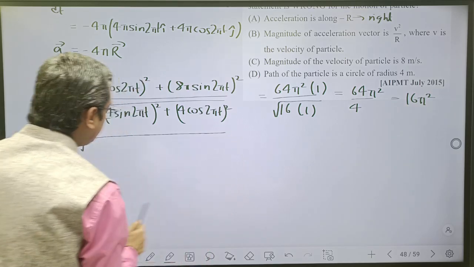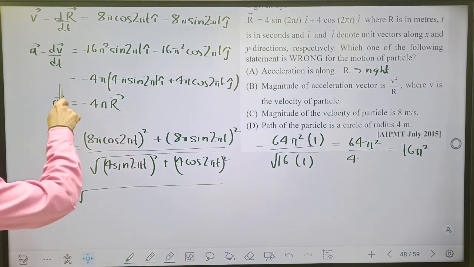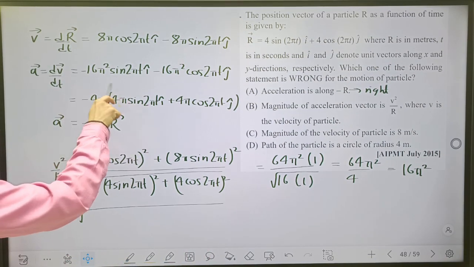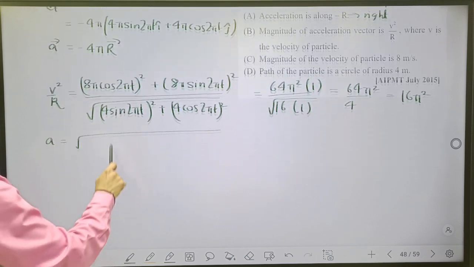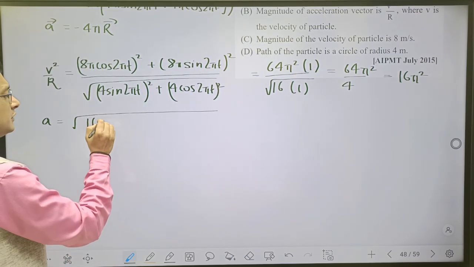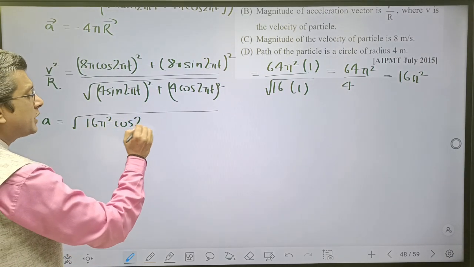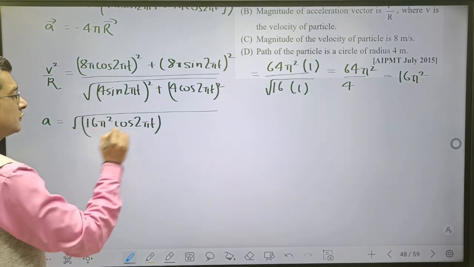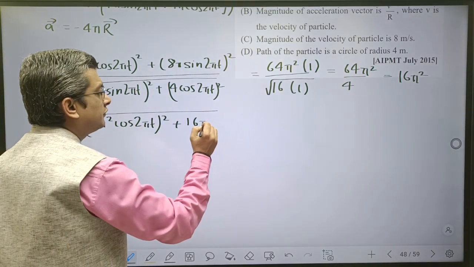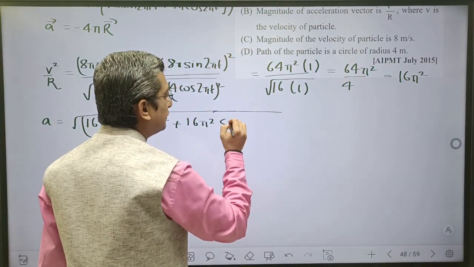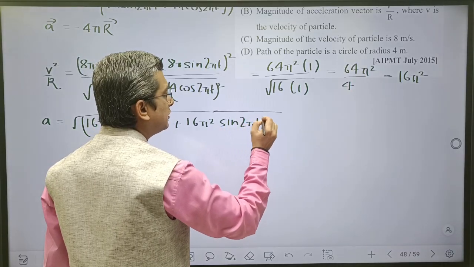So acceleration. The expression for acceleration is the square root of 16 pi square cos 2 pi t square plus 16 pi square sin 2 pi t square.